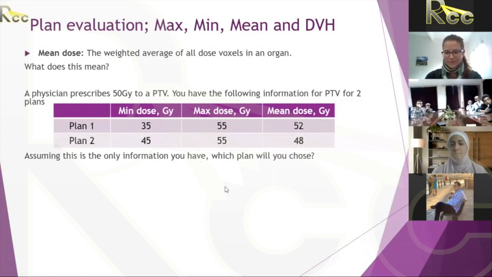Meaning that every organ has the same mean dose, and no high dose or hotspot in the normal tissue, and no cold spot in the... But the mean dose is not equal, my friend. Yes, this plan has a mean dose of 52 gray. Remember, what's my prescription? My prescription is 50 gray, right? Yes. So in a perfect world, I should have 50 gray covering the entire PTV. No less, no more.